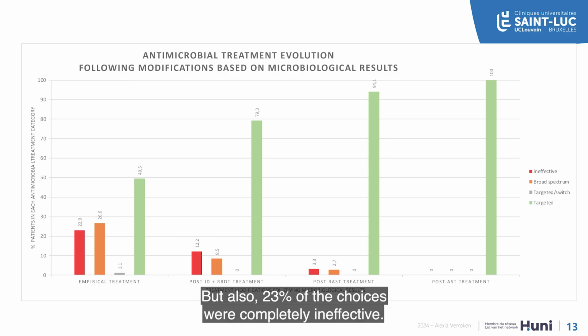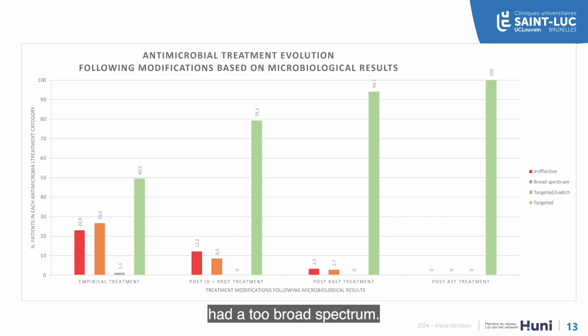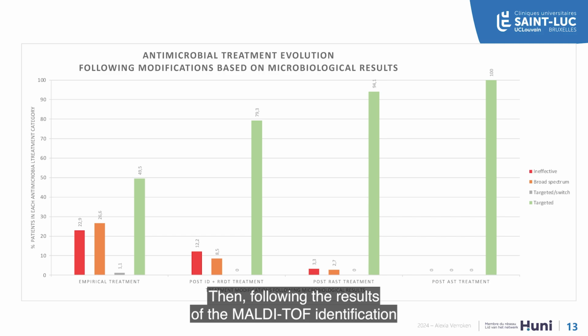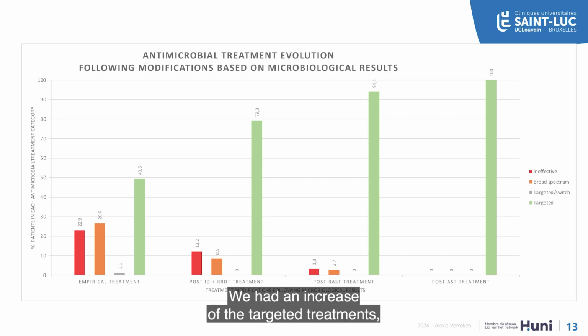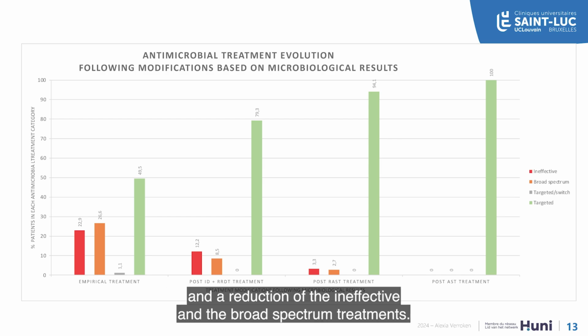But also, 23% of the choices were choices that were completely ineffective. So we have there a large group of patients that receive an ineffective empirical treatment. And then we have 26.6% where the chosen treatment had a too broad spectrum. Then, following the results of the MALDI-TOF identification and the rapid resistance detection test, things improved. We had an increase of the targeted treatment and, of course, a reduction of the ineffective and the broad spectrum treatments.